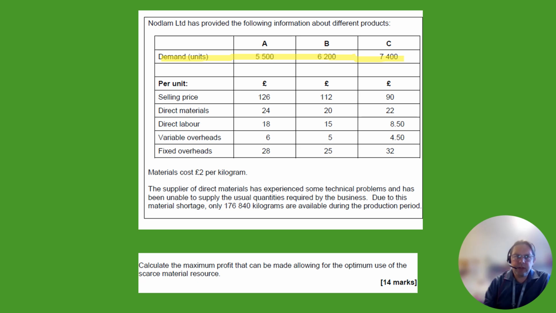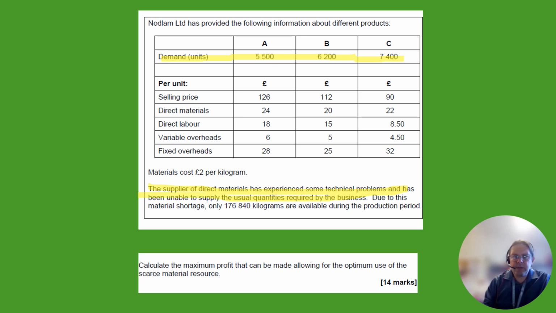Then we've got the selling price, direct materials, direct labor, variable overheads, and fixed overheads. Let's just look at all the data first, all the information. So we've got all of that. That can help us to make some calculations. We've then been told material costs £2 per kilogram. And let's have a look at this. This is the important bit.